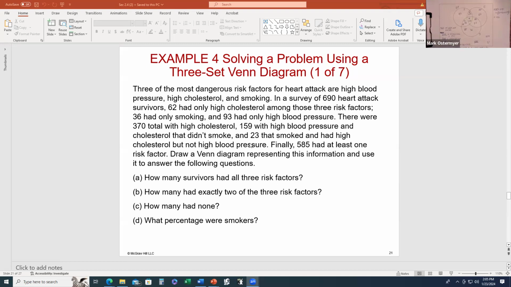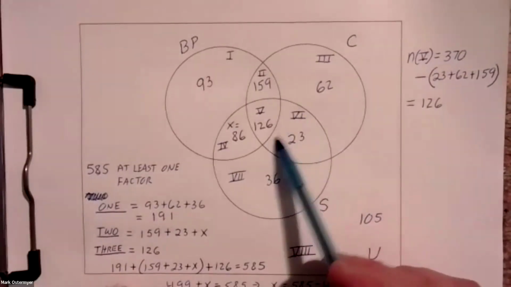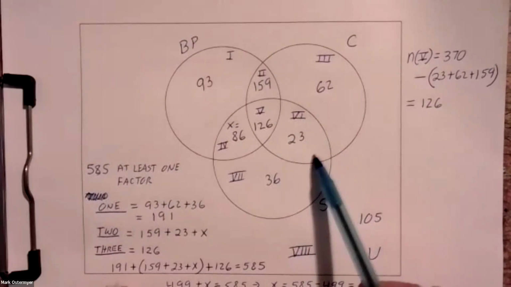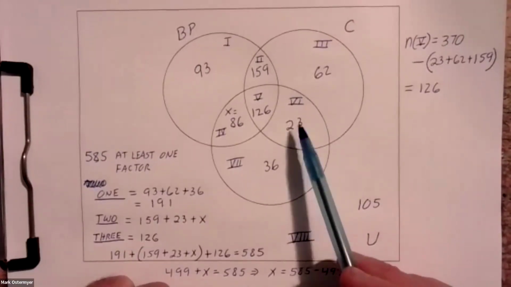The first thing we're looking at is that number 23. You would want to start there. It says 23 had smoking and high cholesterol, but not high blood pressure. So 23 had smoking and cholesterol, but not high blood pressure. That goes in region 6. That was pretty easy. Do you agree? To populate. Yes. That was an easy one.